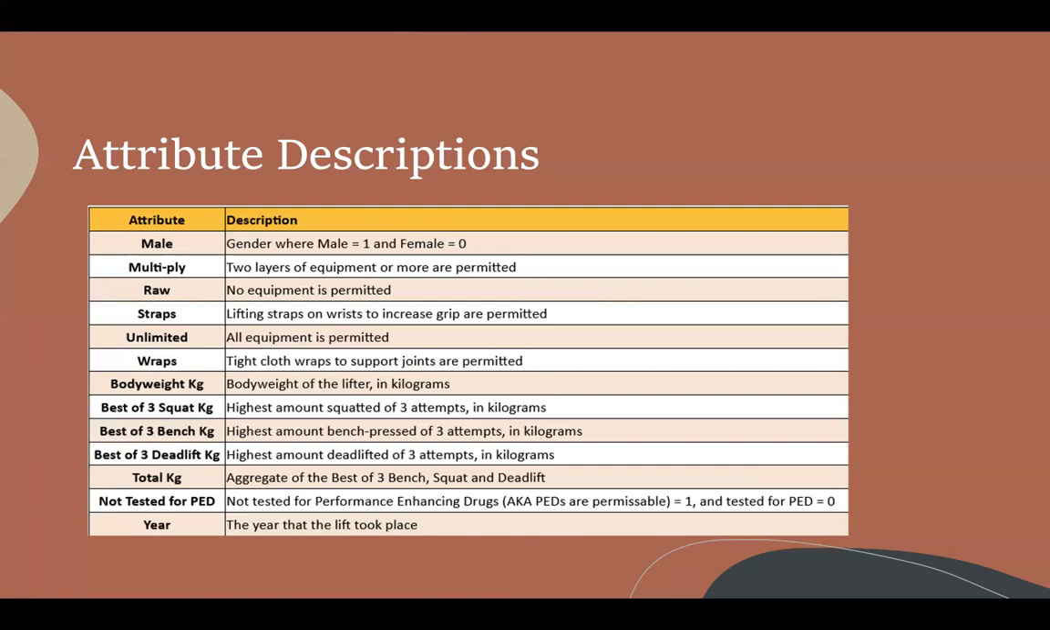Body weight is in kilograms. That's self-explanatory, the body weight of the lifters. Then there's the best of 3 for squat, bench, and deadlift, also in kilograms. And the total is the aggregate of those 3. We also have not tested for performance enhancing drugs, essentially meaning that it is possible to compete using performance enhancing drugs, where 1 is that they are permissible, even if they happen to be illegal, and 0 is that they are not permissible. And the year is the year that the lift took place.